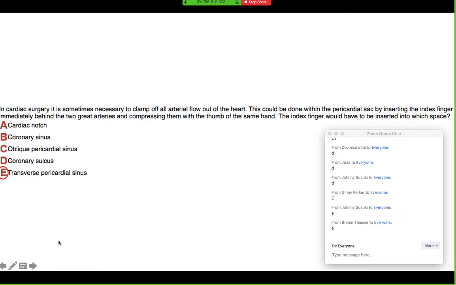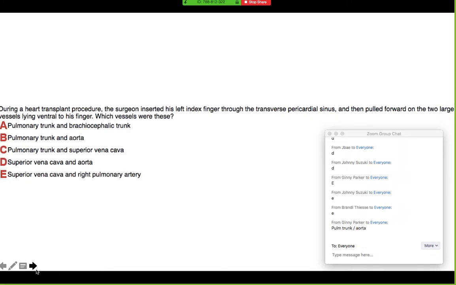And what is the name of the two vessels that they would be clamping off? So go back to that picture, and what two vessels would they be clamping off? Right, the pulmonary trunk and the aorta. That's right. Good job. Oh, I think I just stole my own thunder. Okay, so we've already answered this one. Pulmonary trunk and the aorta.